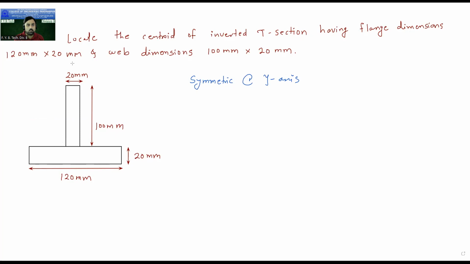Now if we draw the y-axis, you can see the part of this diagram which is on the left hand side of this y-axis is similar to the part which is on the right hand side of the y-axis. So this diagram is symmetric about y-axis. Now you know that if the diagram is symmetric about y-axis, which value do we directly get?